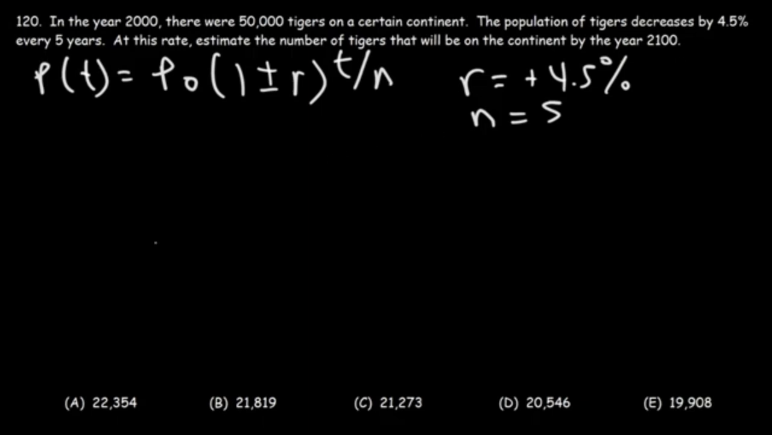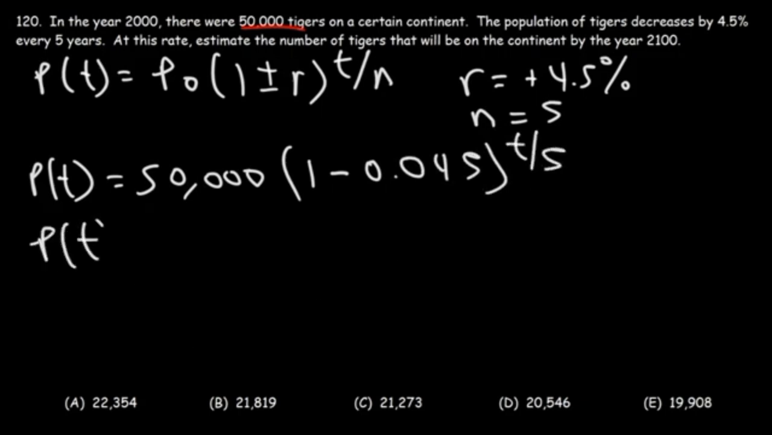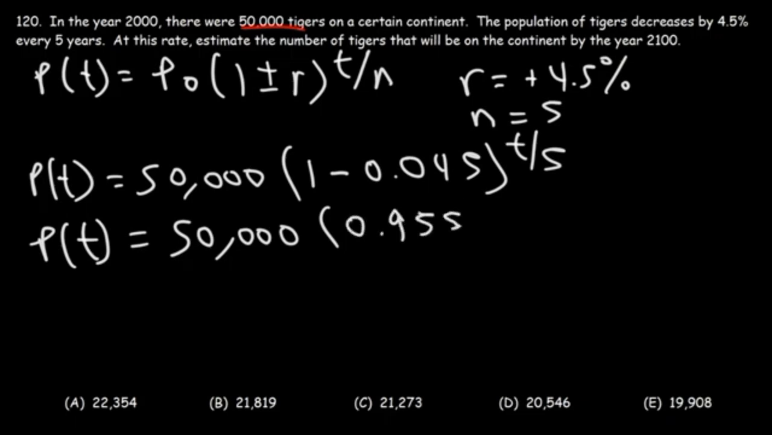Now the initial population, P0, that's going to be 50,000. So the formula is going to be 50,000 times 1 minus, now 4.5%. If we divide that by 100, that's 0.045. And then we're going to raise it to the t divided by 5. So we have P of t is equal to 50,000, 1 minus 0.045, that's going to be 0.955. And that's raised to the t over 5.